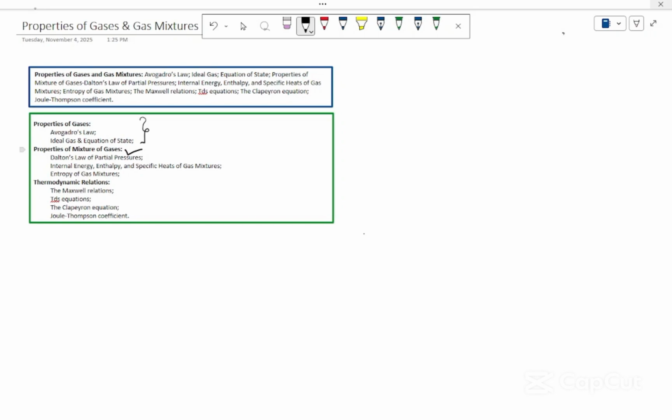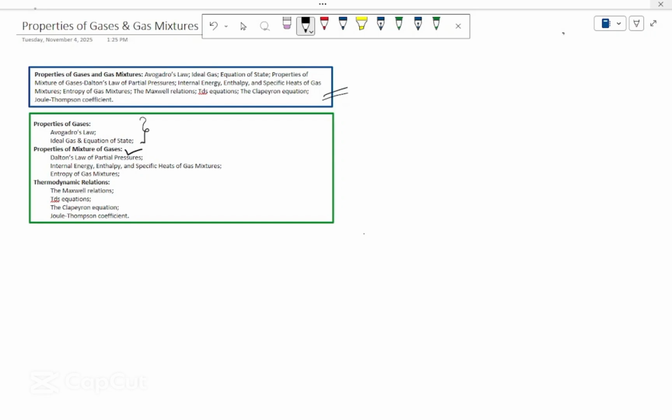So, this part of the syllabus, the blue color one, is given in your syllabus. The same thing I have reframed into this manner so that you will know each topic here. So we will be seeing this in this manner. So we'll be interested in looking at the properties of gases now.